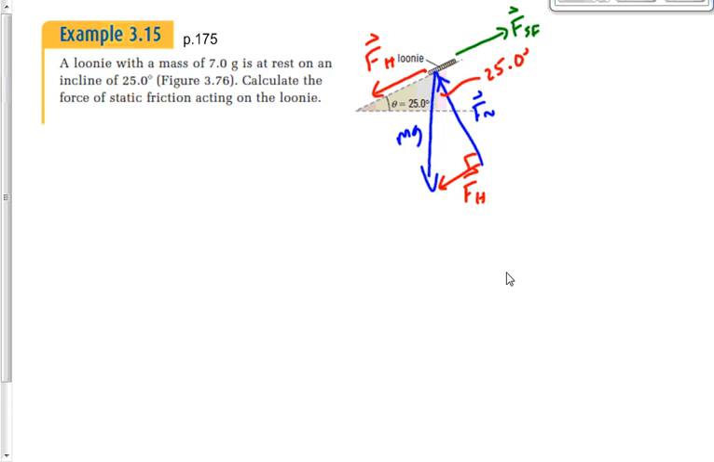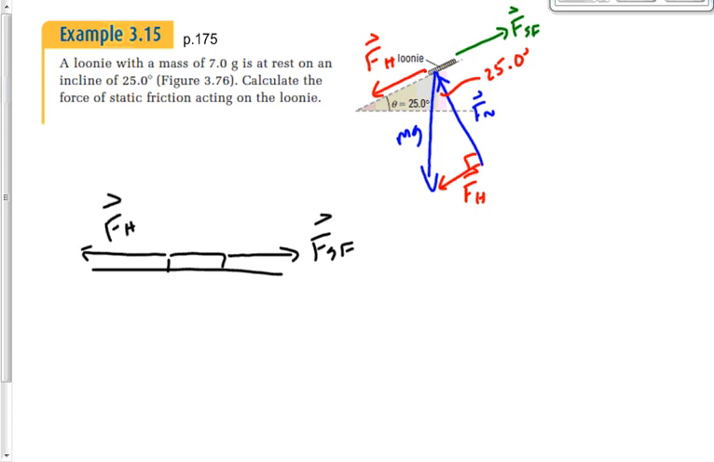Well, the next thing we do, what I like to do at least, is straighten it out. We've got the force of static friction acting to the right. We've got the force of the hill acting to the left. We know the net force is equal to the sum of the forces, FH plus FSF.